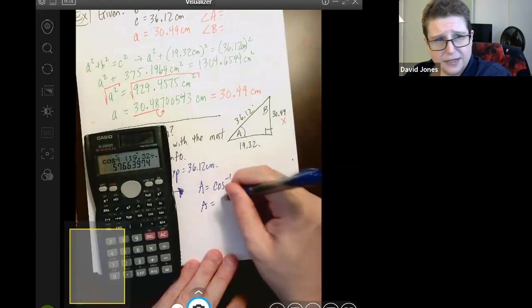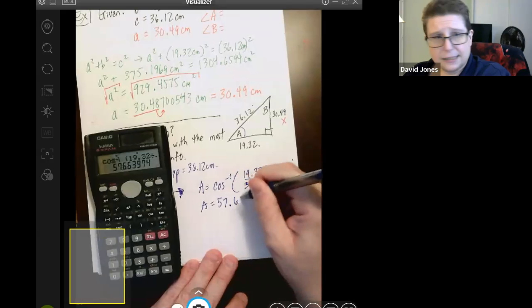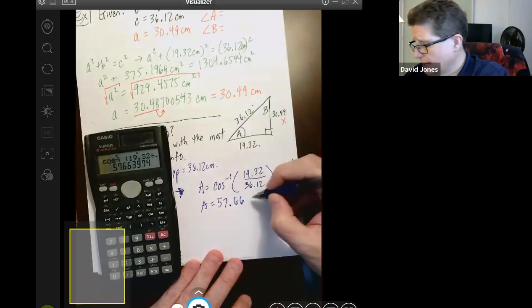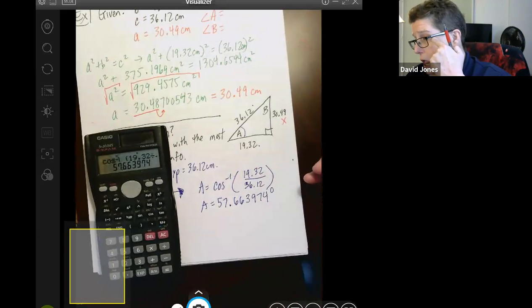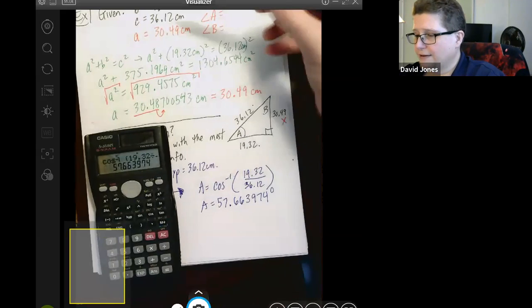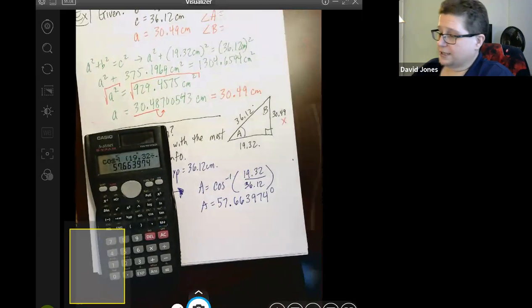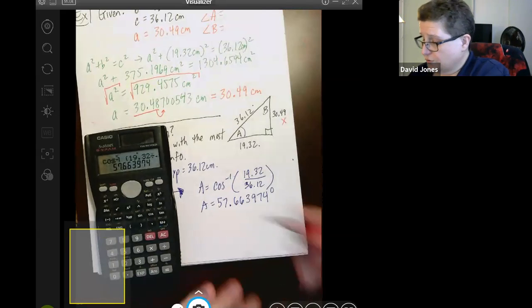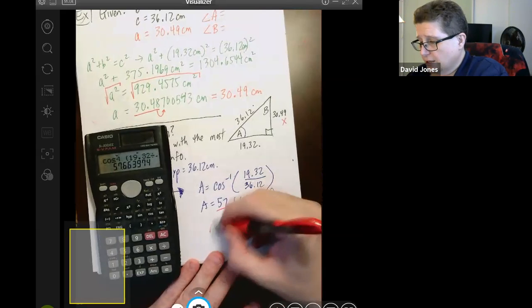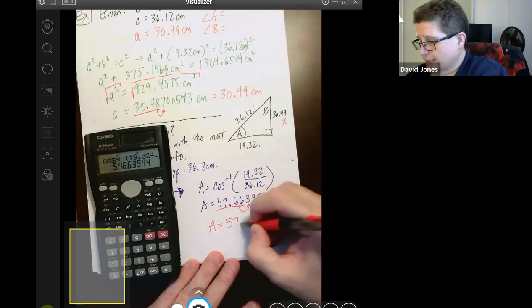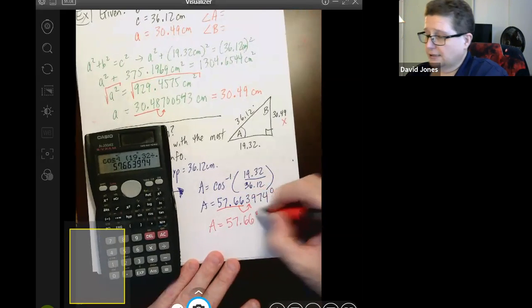A is 57.663974 degrees. And the only actual numbers we were given were all 4 significant digits. So we're going to use 4. We look to the right, it says round down. So A is 57.66 degrees.